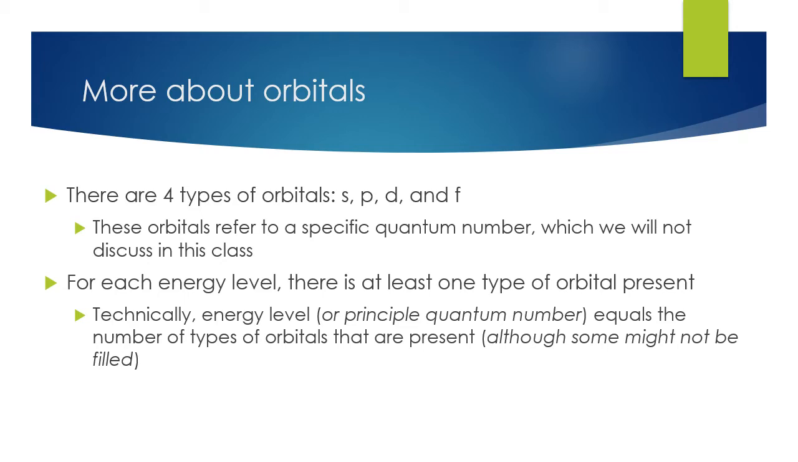For each energy level that is present, there is at least one type of orbital present. Specifically, whatever the principal quantum number, or the main energy level, is the number of orbitals that are theoretically present. For example, in the fifth energy level, there should be 5 different orbitals: S, P, D, F, and a theoretical G orbital that is not filled.